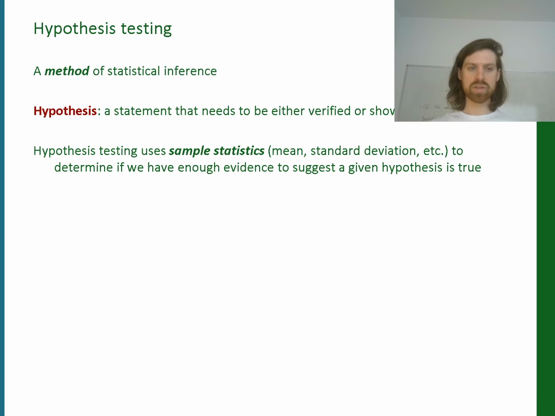So hypothesis testing uses sample statistics, so that means that we might not have all of the data for an entire population, so we're going to go out and collect a sample based on some standardized way in which we can collect the data, for example, using some sort of sampling method. And then we can use that to determine whether we have enough evidence to suggest whether a hypothesis is true or not, okay?